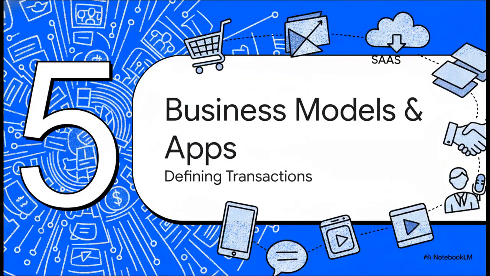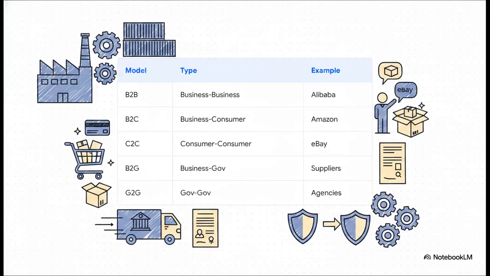All right, Section 5, Business Models and Applications. Now that robust, highly secure plumbing is in place, the digital economy supports an absolute alphabet soup of business models. But if we anchor these acronyms to real-world examples, they instantly make sense. We all know B2C, business to consumer. That's your standard late-night Amazon run. But the biggest chunk of the pie is actually B2B, business to business, where massive wholesale suppliers like Alibaba operate.